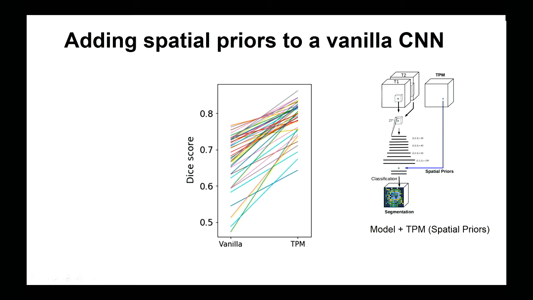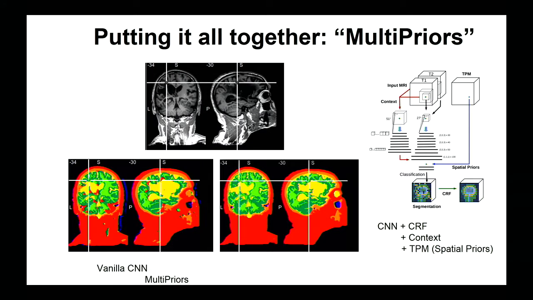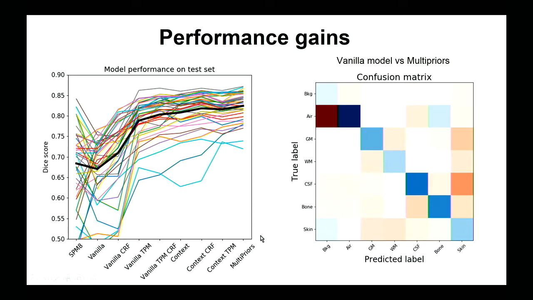Now, these three models are independent of each other, and we can put them all into one model, which we call the multipriors. And then we see this accounts for all the problems that we were trying to solve before, and the output segmentation looks pretty nice, and it's solving a lot of the anatomical errors that the other models were making. Here is also a curve showing the dice scores on all the different models that we were trying, including state-of-the-art SPM. We see it's the current outperforming model.